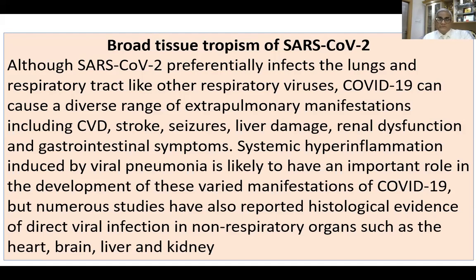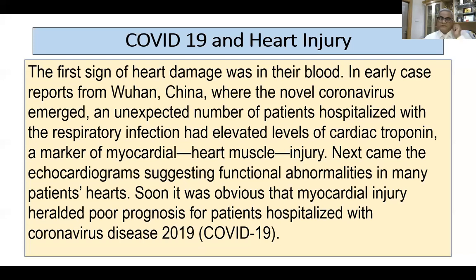But it does cause a diverse range of extrapulmonary manifestations, including cardiovascular disease, neurological disease like stroke and seizures, liver damage, gastrointestinal problems, kidney problems and renal dysfunction. Systemic hyperinflammation induced by viral pneumonia is likely to have an important role in the development of these varied manifestations of COVID-19. And numerous studies have also reported histological evidence of such viral infection of non-respiratory organs such as the heart and other organs.